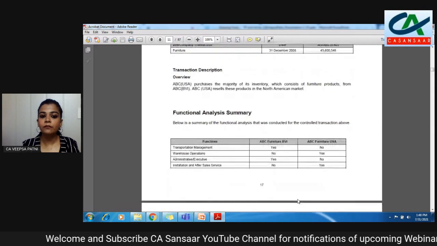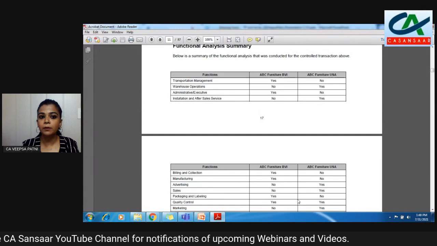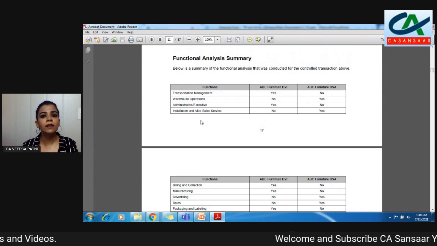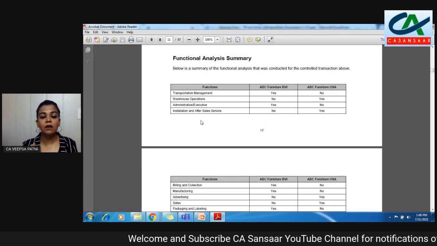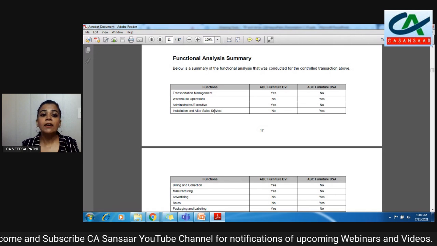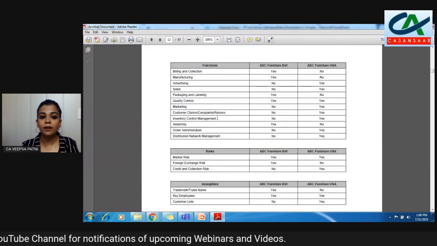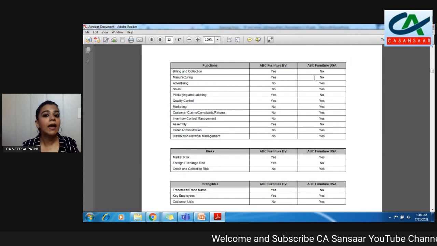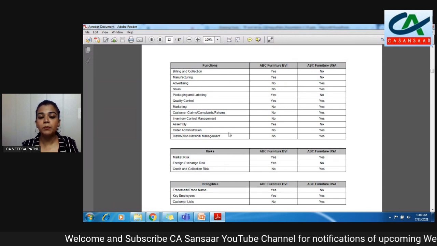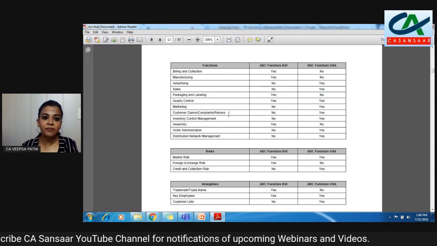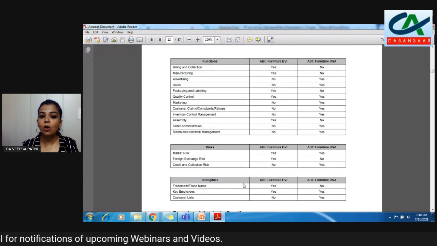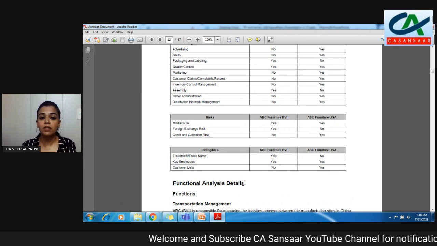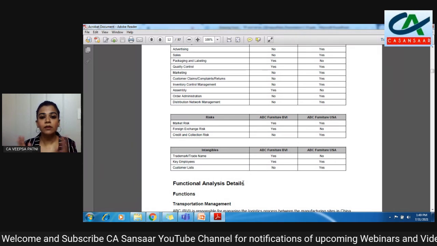Then it all starts with your functional analysis. Functional analysis means what functions are happening in this transaction. Like the functions written here, these are general functions which you will find in most of your transfer pricing analyses. If there is such a business, who is doing warehouse operations, who is doing installation and after-sales service, who is doing billing and collection, who is doing manufacturing. So in our case, if ABC Singapore is manufacturing, we will say ABC Singapore is manufacturing and ABC India is not manufacturing. This is a very important section, especially since the BEPS action plan has come, because functions, risks and assets talk about where and how value is being created in a transaction. Wherever value is created, that much revenue should be allocated there.